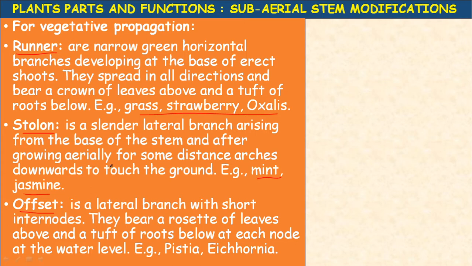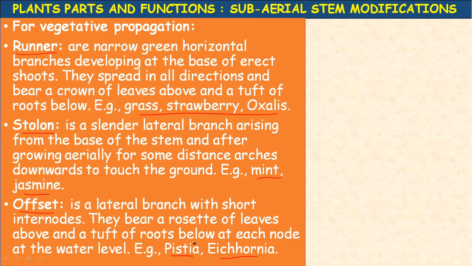Just like the runners which are seen on the ground, offsets are seen in the water. They bear a rosette of leaves above and a tuft of roots below at each node at the water level. Floating plants like Pistia and Eichhornia. So actually in offset, one internode is short and thickened, with spherical horizontal branches that we observe developing a tuft, meaning a bunch or rosette of leaves at nodes.